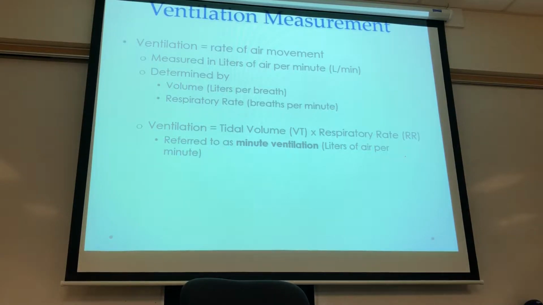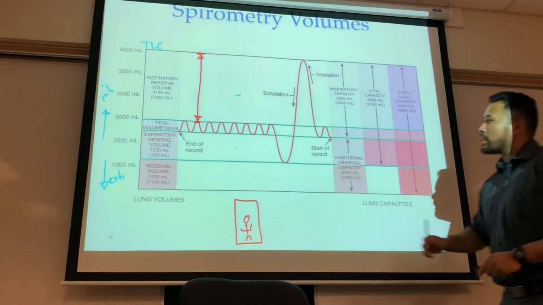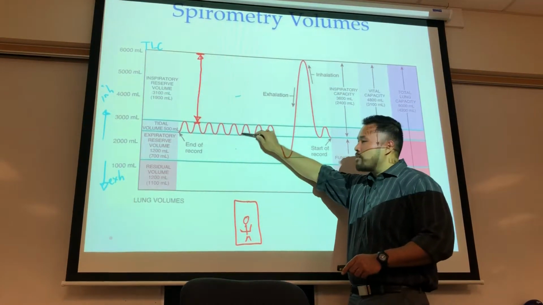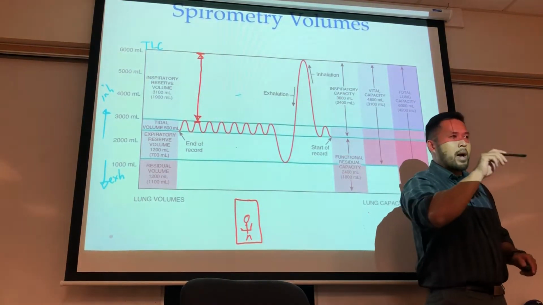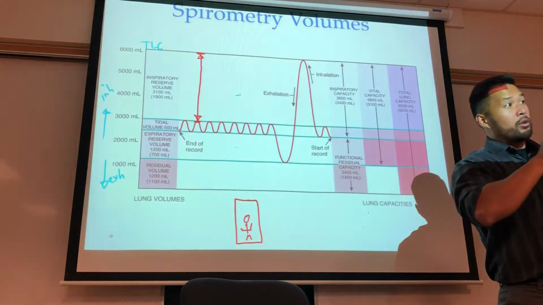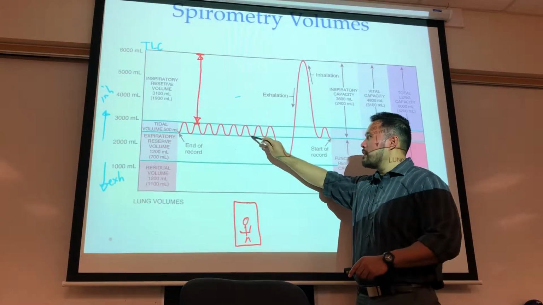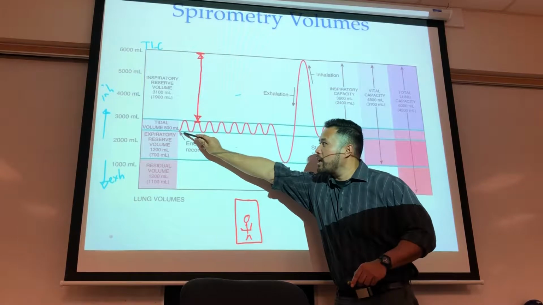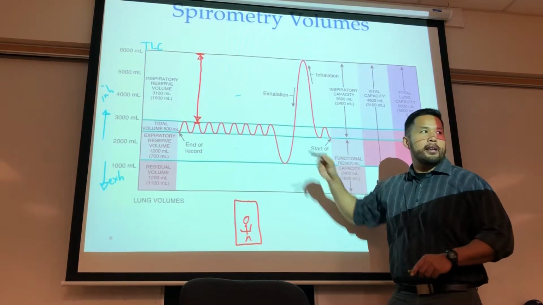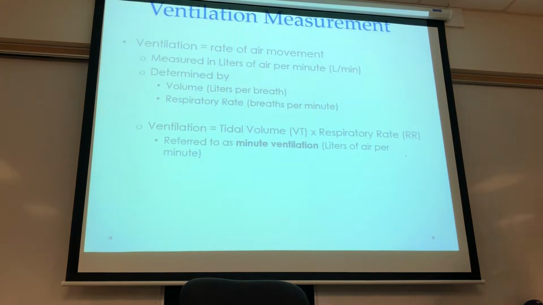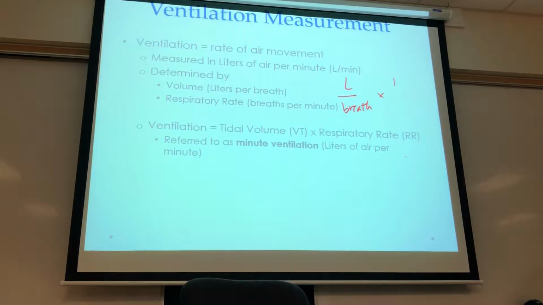So if I were to take a look at my last slide, it shows me tidal volume. If I'm going to be measuring your ventilation, the amount of air that you're breathing per minute, also known as minute ventilation, I want to know how much are you breathing during quiet breathing times the number of breaths that take place in a minute. So how does this work out? Liters per breath times breaths per minute. Cancel out the breaths, and you get the amount of air in liters per minute.